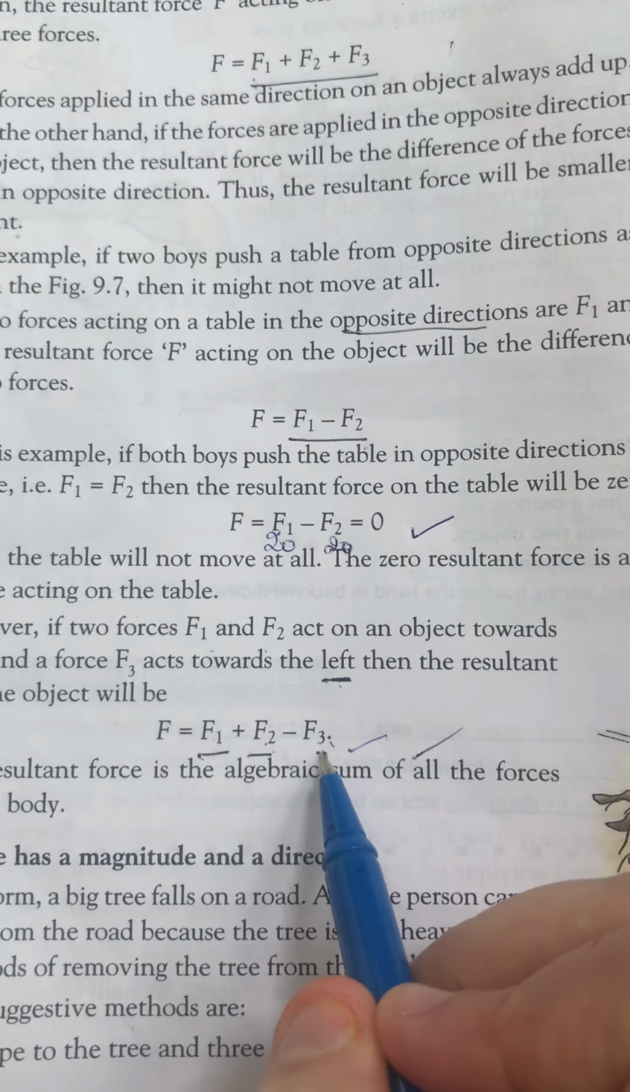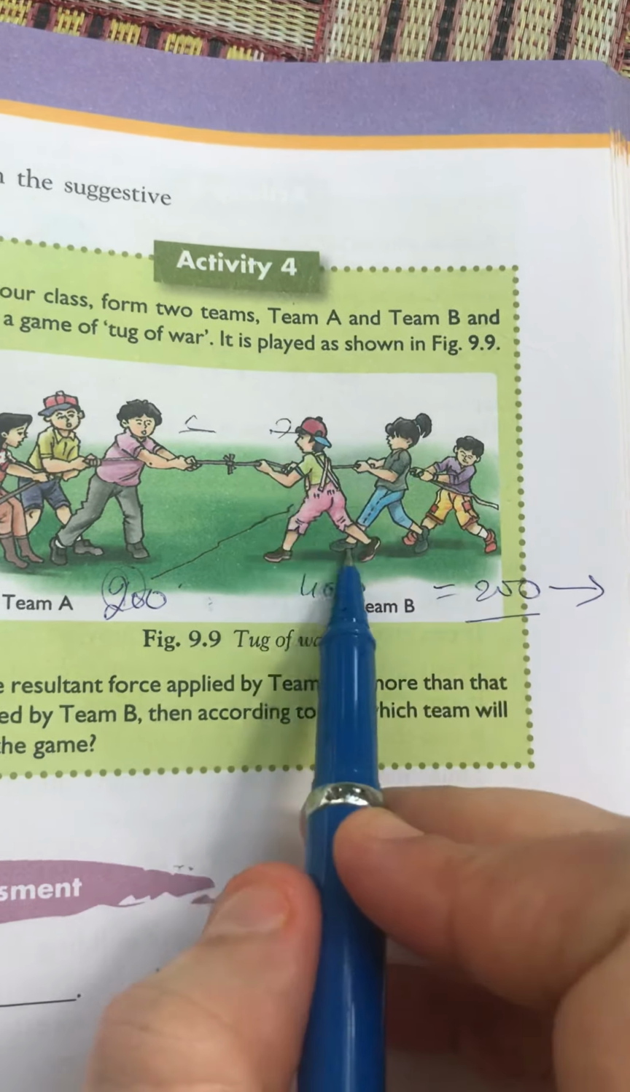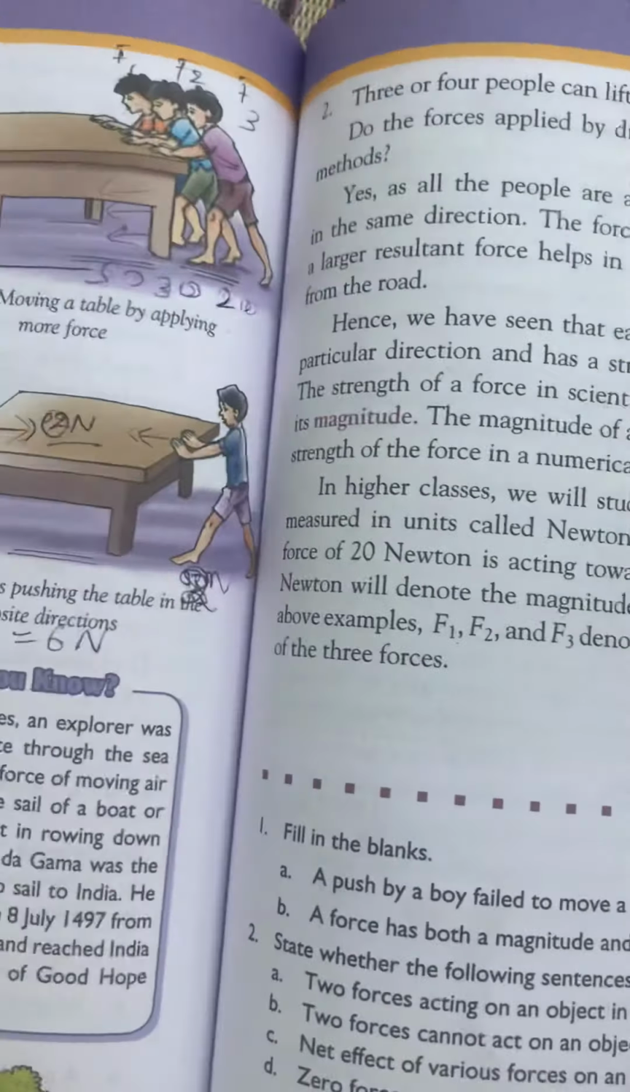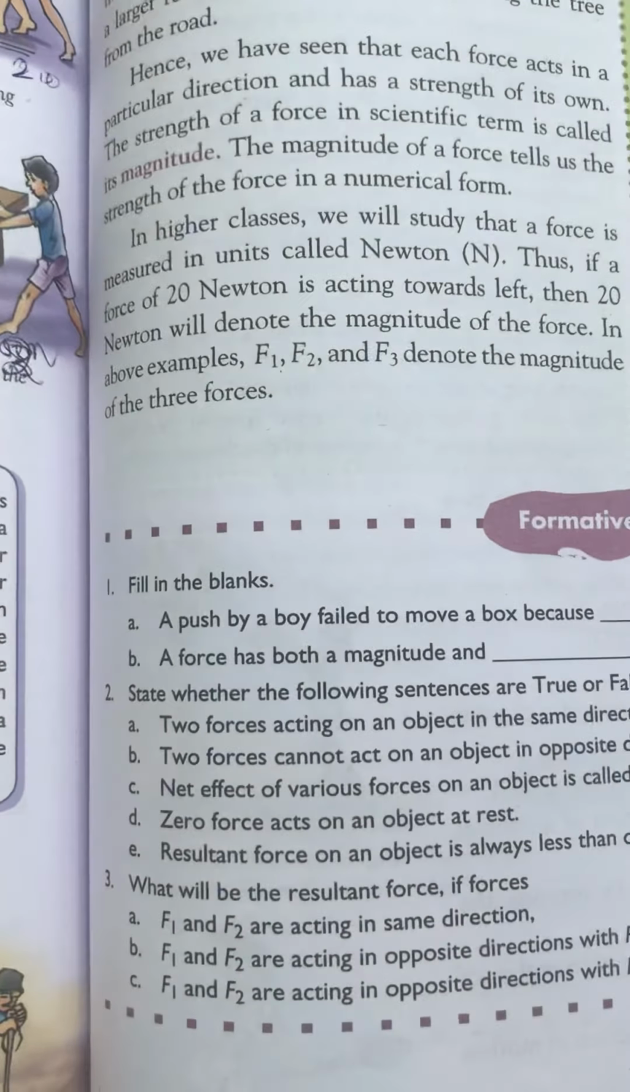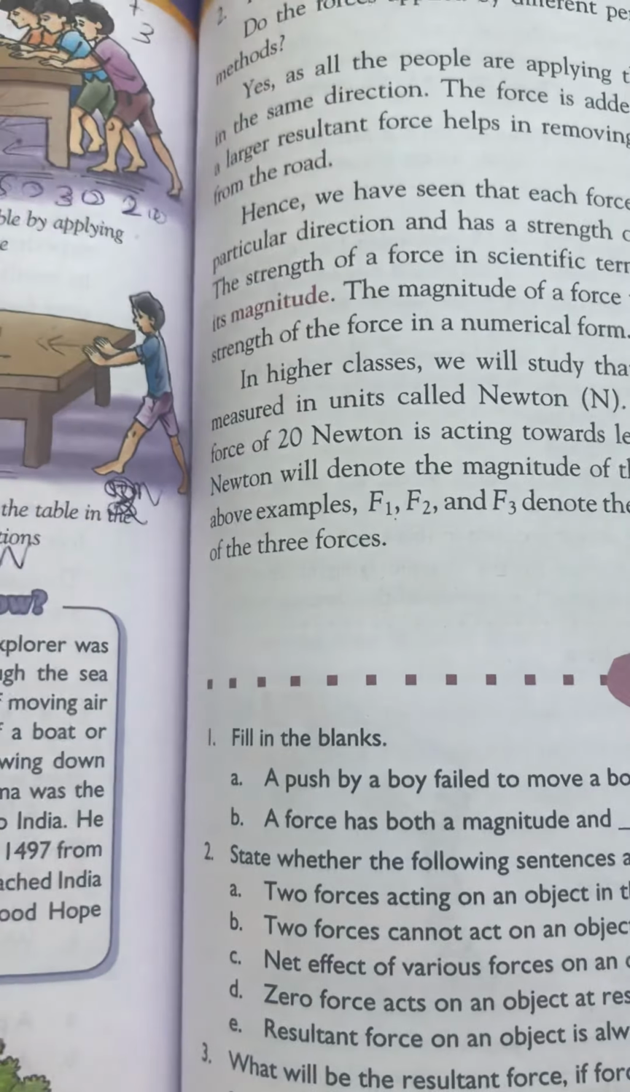Also, consider the case of tug of war, where two players of the first team and the second team apply force in opposite directions. In the first case, if they apply the same force, if this side applies 100 newton and that side applies 100 newton, the net force is 0. If these apply 200 newton and those apply 400 newton, the net force is 200, and this net force is toward the right, which means this team will win. So these are the topics related to force, the resultant force.